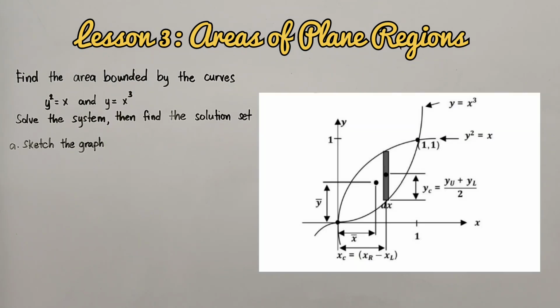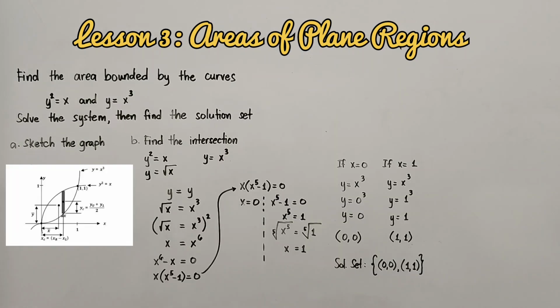This is the graph of the two functions simultaneously, and we can see that this graph is located in quadrant 1. Do not mind anymore the other variables found in this graph. Next, we are going to find the intersection. The first function is y squared equals x, and this is equal to y equals square root of x. And the second function is y equals x cubed.